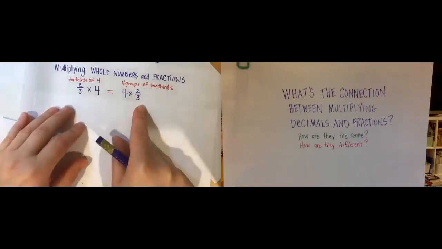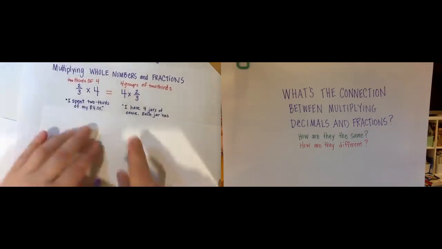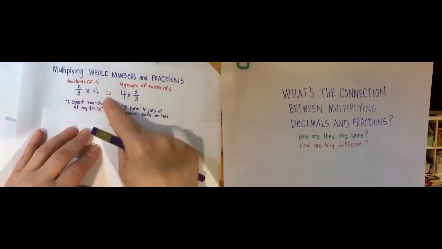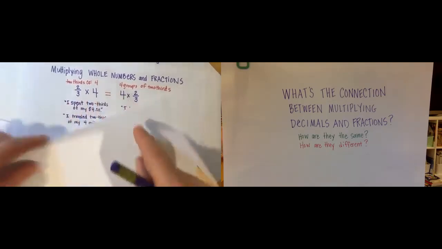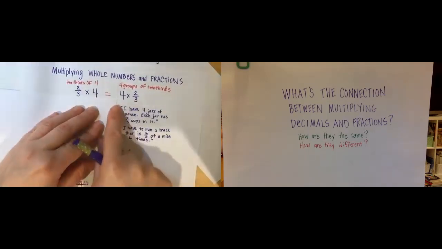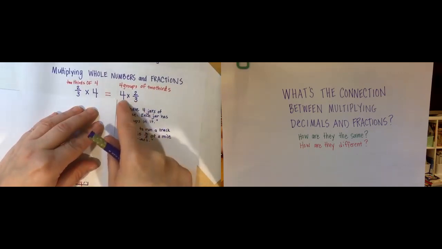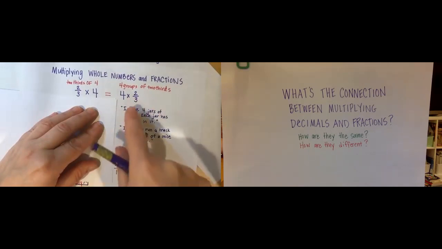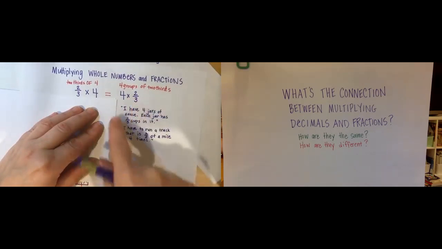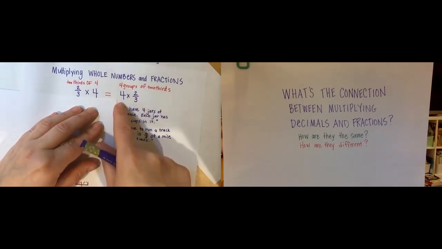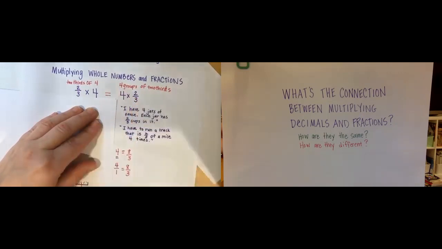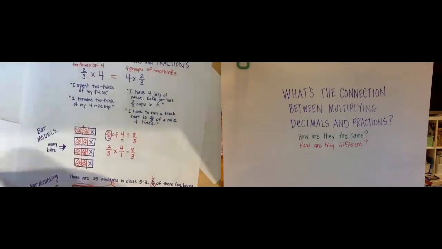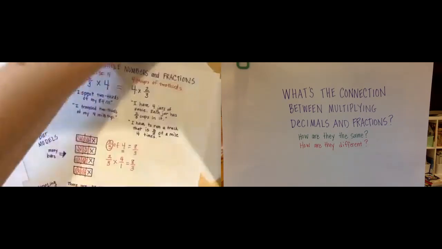different story situations, like I spent 2/3 of my $4, or I traveled 2/3 of my 4-mile trip. Whereas here we might think about, I have 4 jars of sauce, and they are filled with 2/3 of a cup in each jar, right? Or I have to run around a track 4 whole entire times, and the length of the track is 2/3 long, okay? So we're gonna think in a few different ways here, okay?